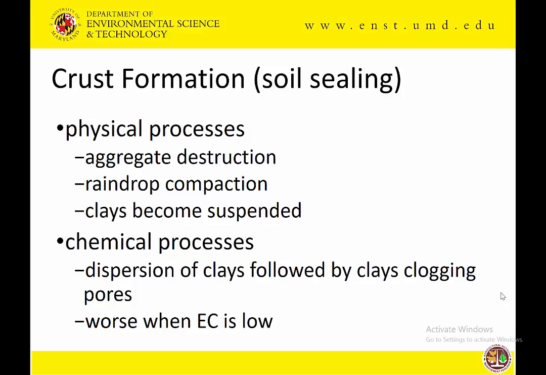Now, if there's the capability of flocculating, they reflocculate. But if your conditions are such that they're not going to flocculate, they're going to disperse, that's when clay particles clog pores, form seals, okay? And the folks in Georgia have shown that this process, this chemical dispersion, is worse as the EC is lower. So in soils with high rainfall, this is a problem if your aggregates get busted up, so to speak.